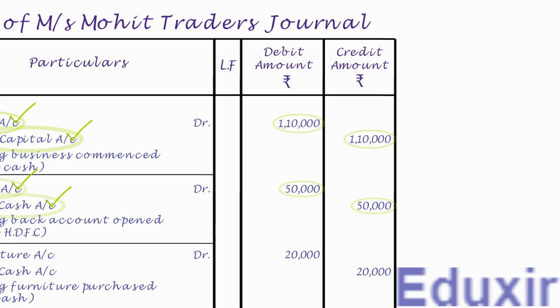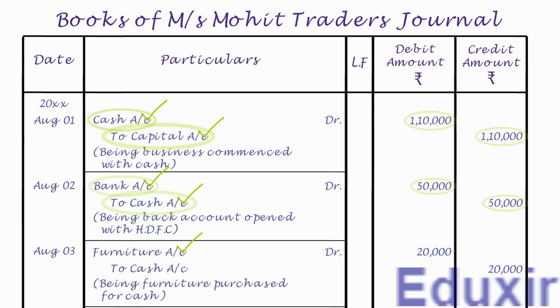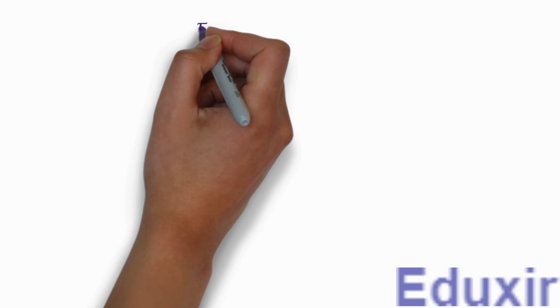As the name suggests, it needs to be posted on the debit side of the furniture account and the debit amount is 20,000 rupees. Note that the details that need to be posted into the particulars column is cash account. For posting this entry, we need to create a ledger account for furniture as it is not yet created. Let us first write the title as furniture account.